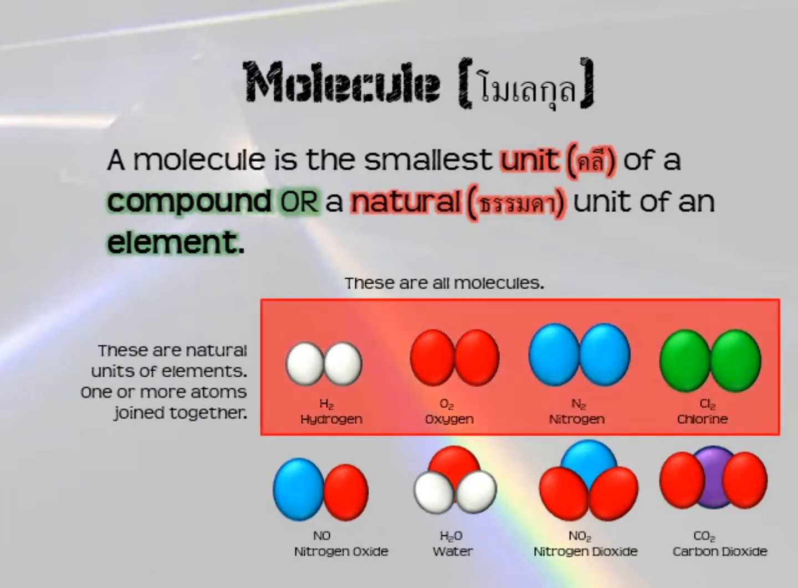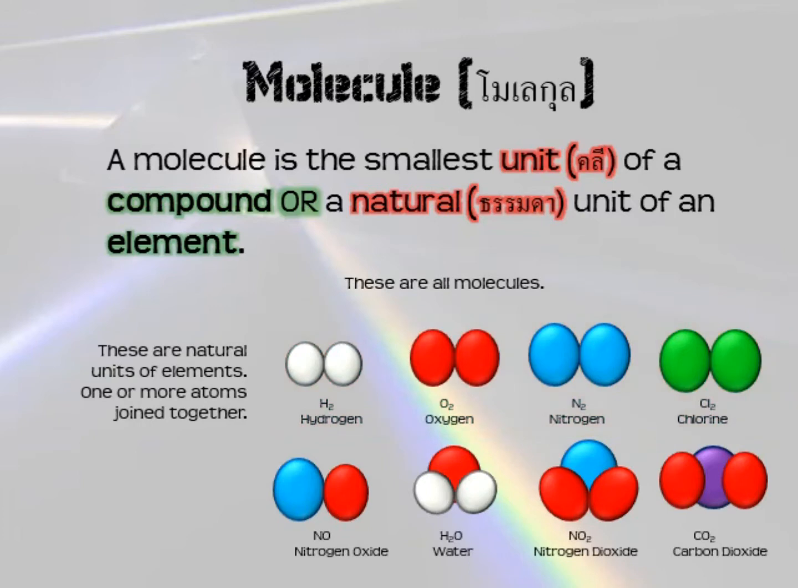an element. So in the world, you never see one oxygen atom floating around on its own. You just get 2 oxygen atoms going around together, so you get O2. And the same for hydrogen, nitrogen, and chlorine. They go around as diatomic molecules. Diatomic means 2 atoms.